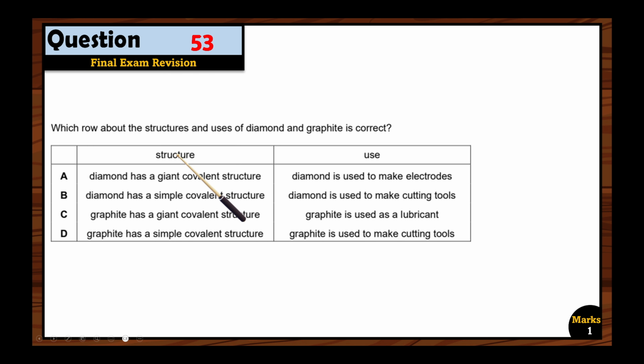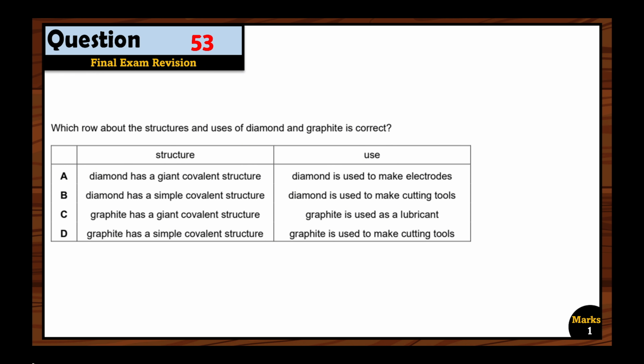Which row about the structure and the uses of diamond and graphite is correct? So now let's see. Diamond structure. Diamond is a giant covalent structure. Yes. Diamond has a simple covalent structure. That's wrong. Graphite has a giant covalent structure. Yes. So options A and C are right.